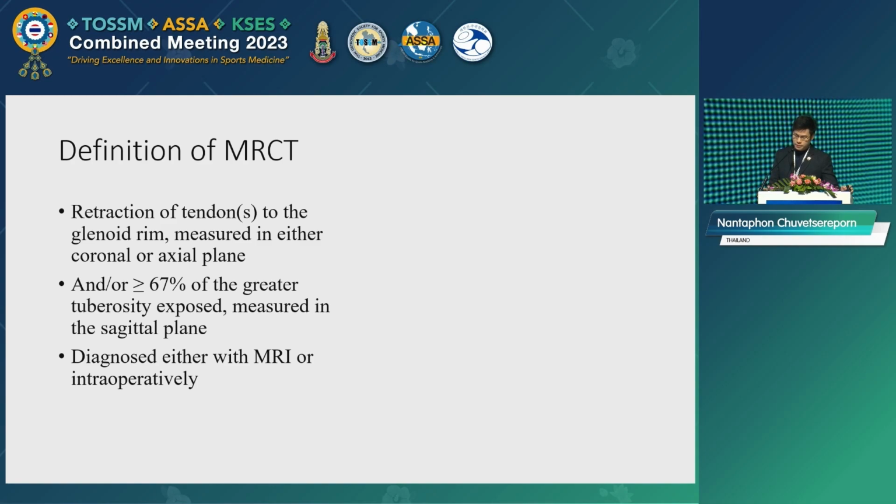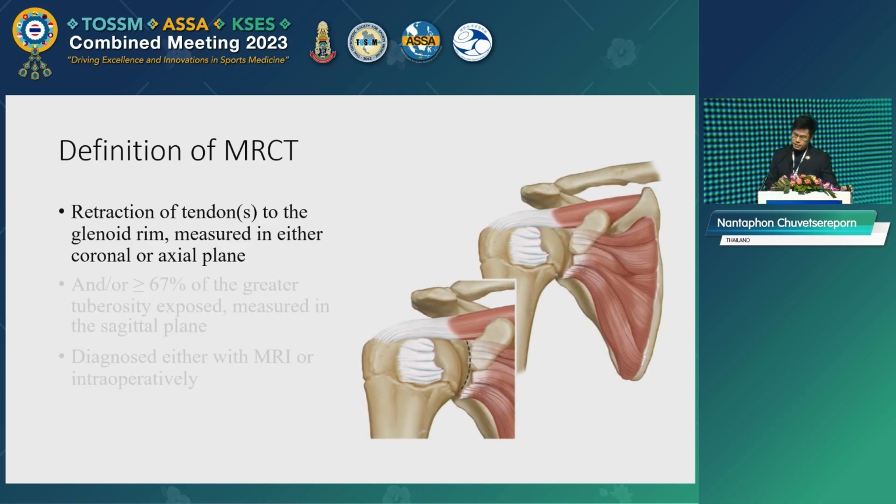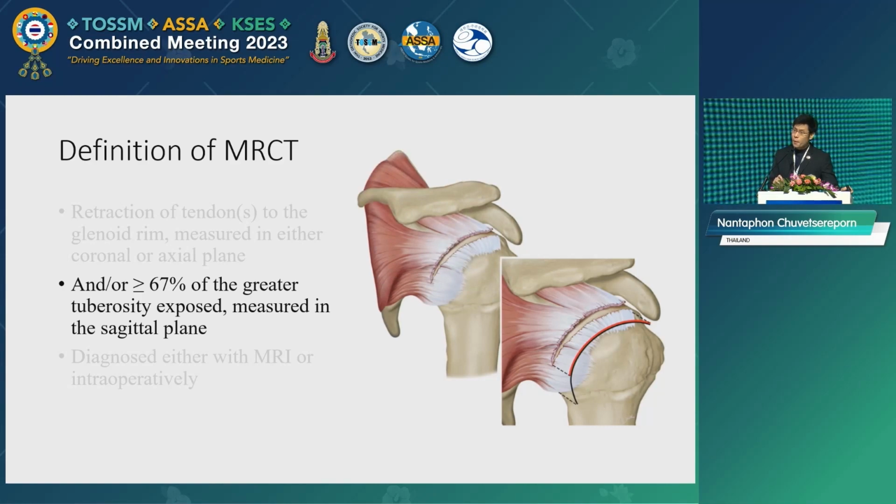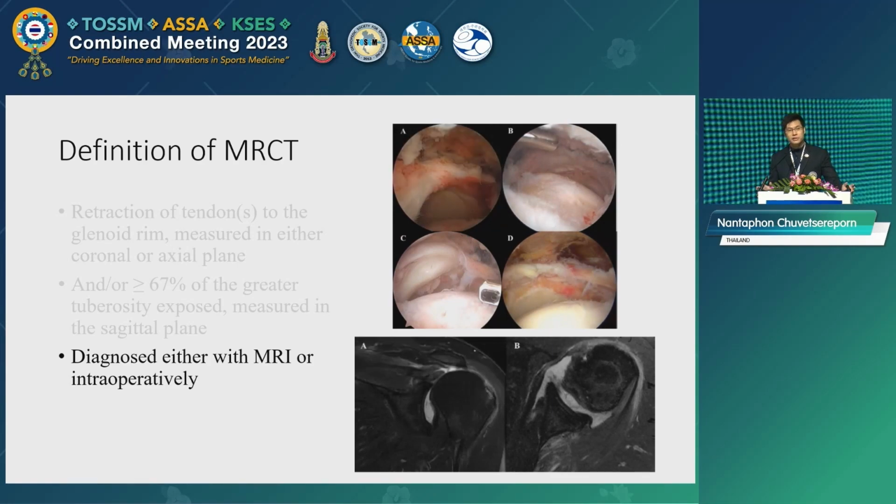After all the process, they concluded the definition of massive rotator cuff tear to be: first, the tendon should retract to the glenoid rim, measured in either the coronal or axial plane. Second, more than or equal to 67% of the greater tuberosity exposed, measured in the sagittal plane. These two criteria can be combined with each other or used by themselves. And last, the lesion must be diagnosed with either MRI or intraoperatively.